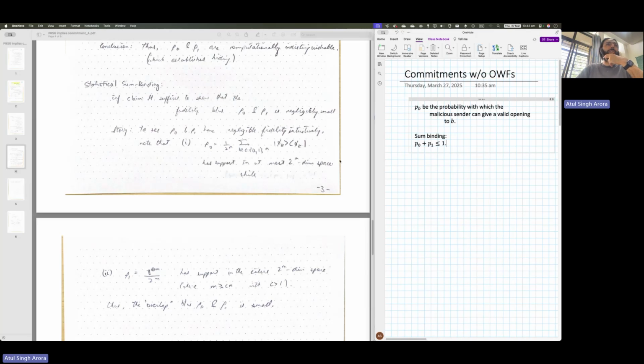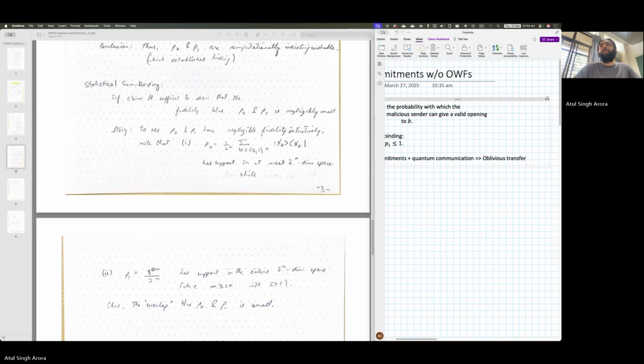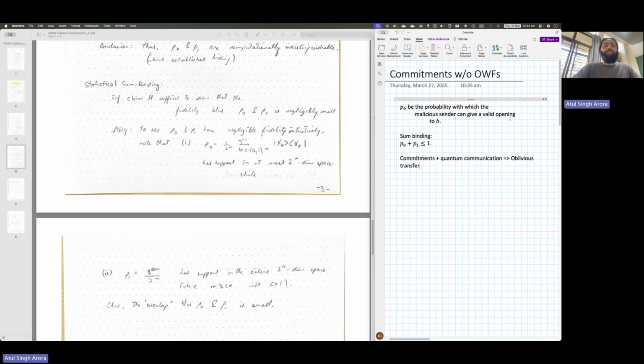Why this is the right notion, I guess we'll see in probably slightly later lectures. It has to do with the fact that we want to be able to build, from commitments, so commitments plus communication implies OT, oblivious transfer, and that in turn implies multi-party, or at least two-party computation.